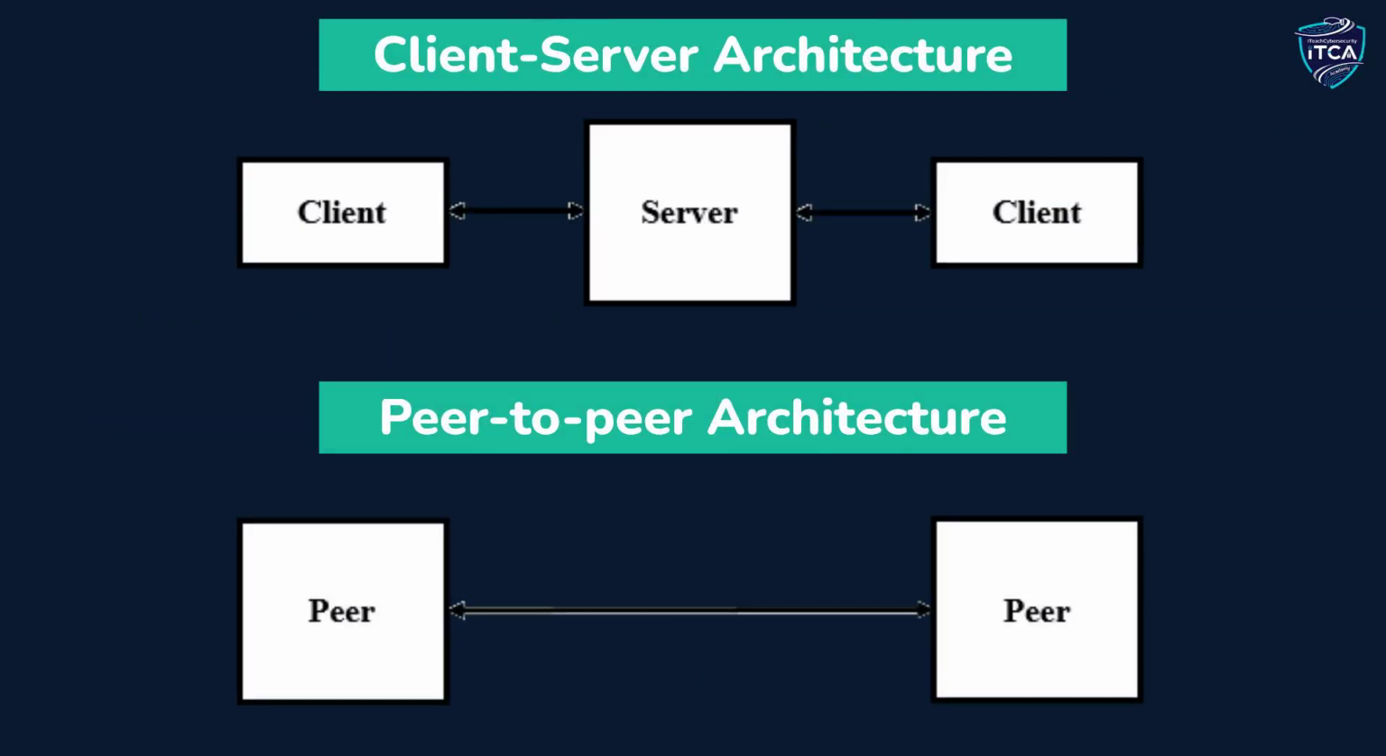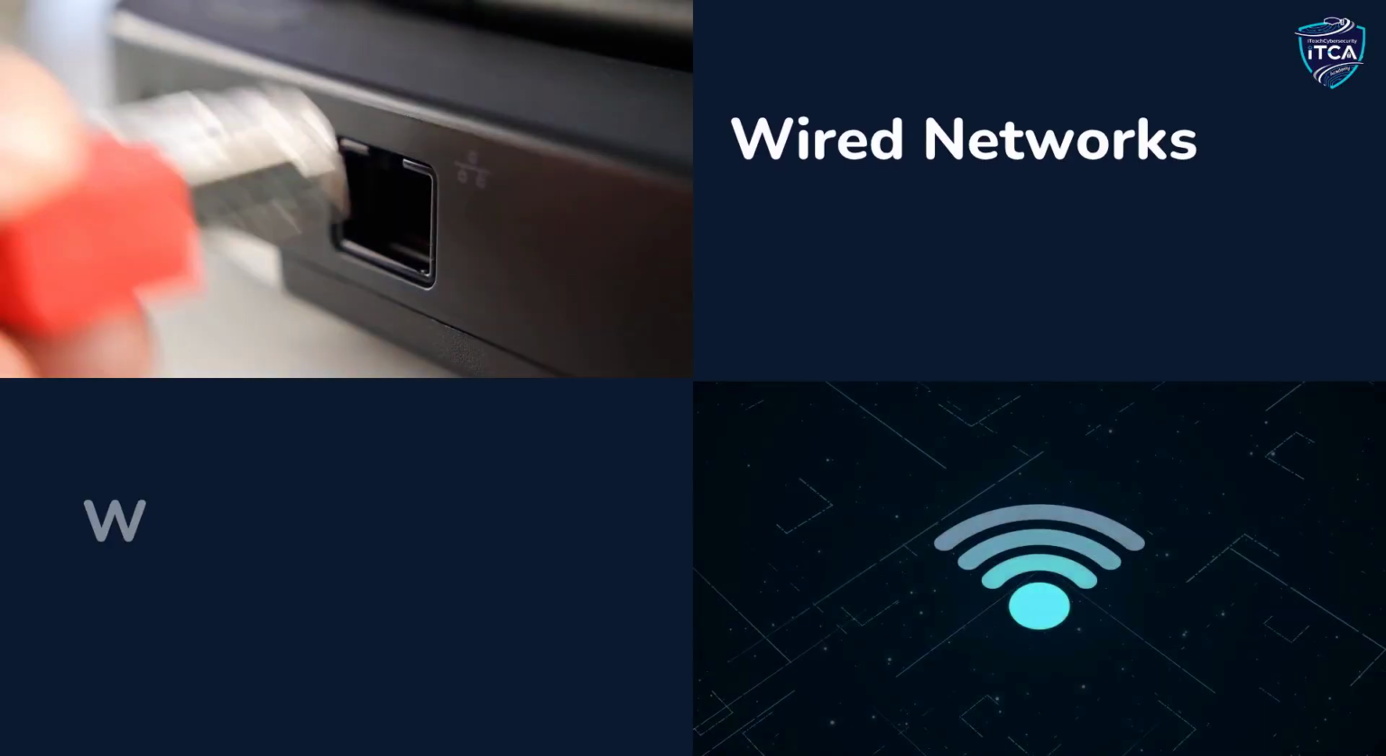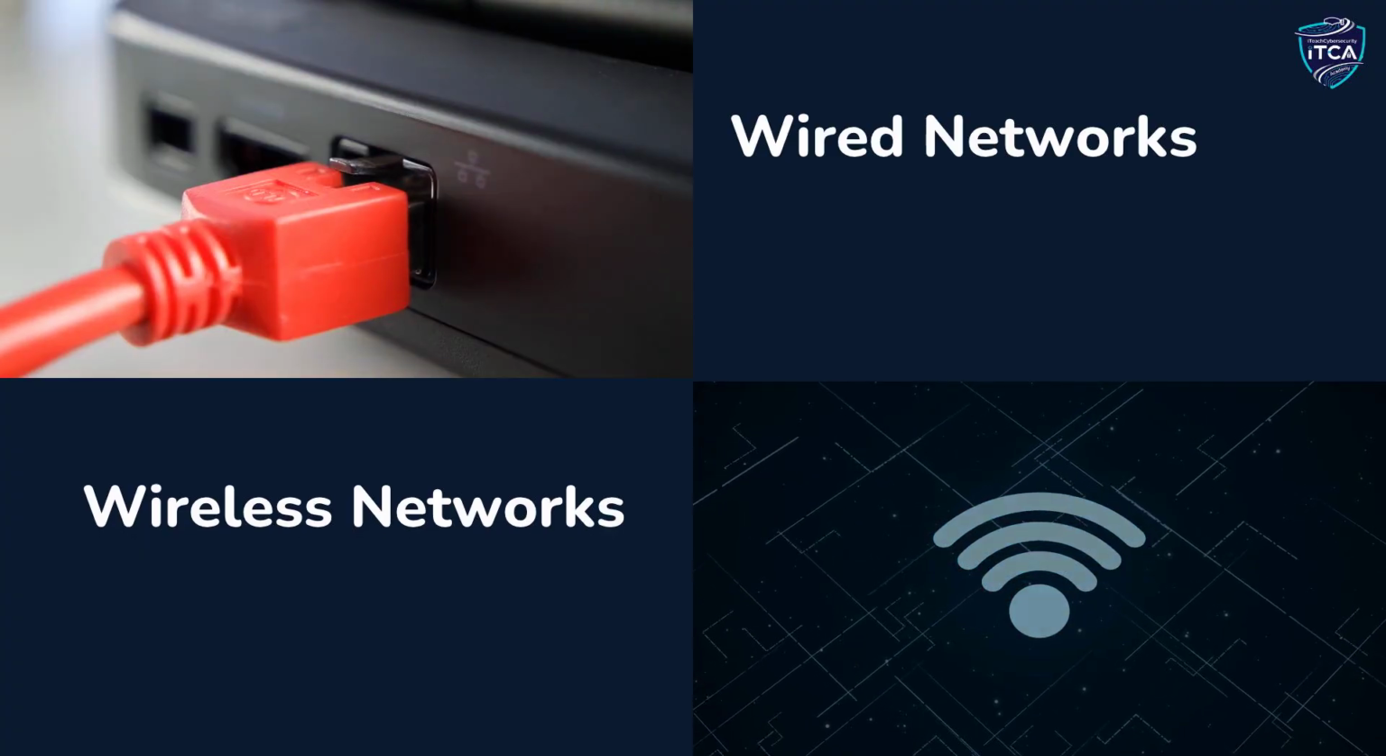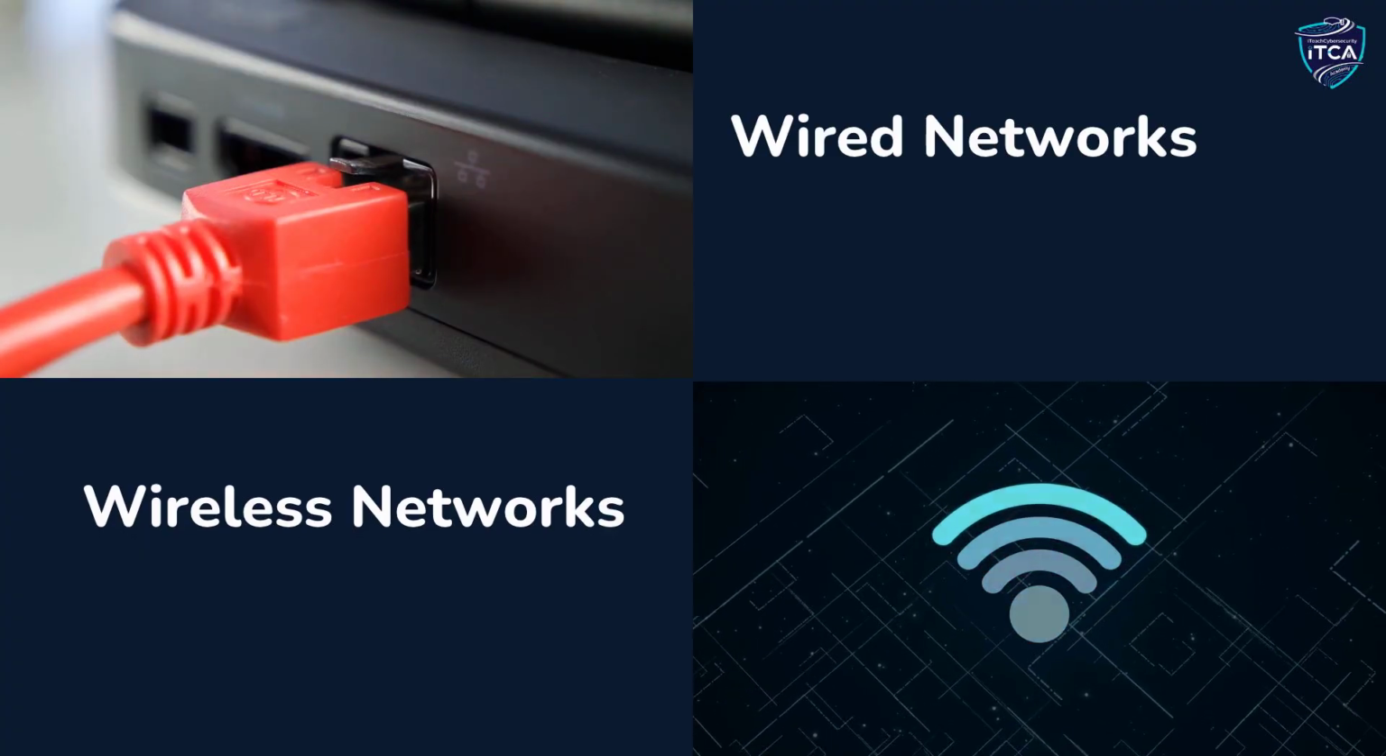In comparison, client-server architectures are easier to manage and secure, which makes them ideal for enterprises. Peer-to-peer architectures are more resilient, but riskier when poorly managed. Cybersecurity professionals must always identify which model is in use before designing defenses. Let's now compare wired and wireless networks, focusing on their security implications.